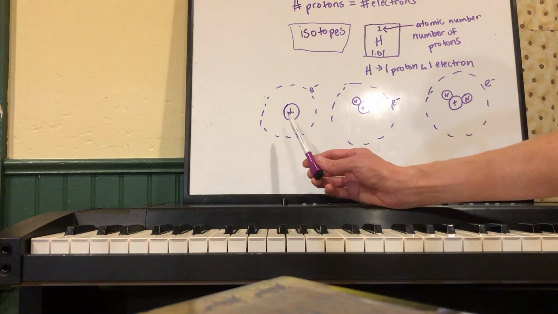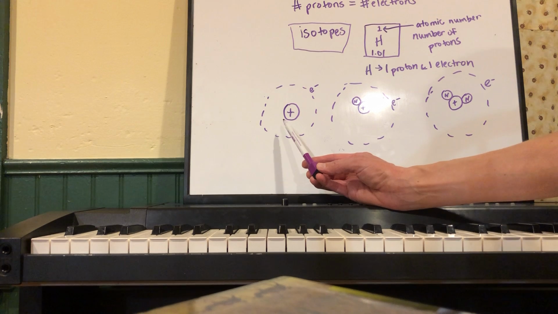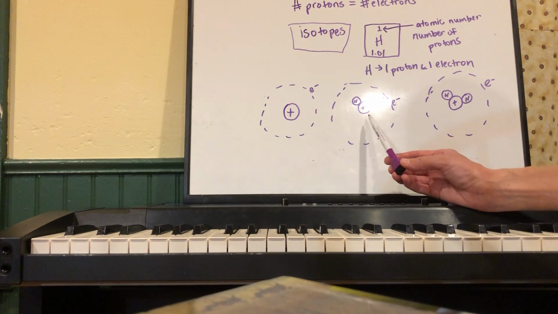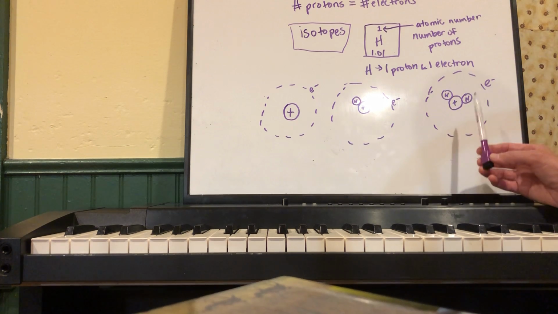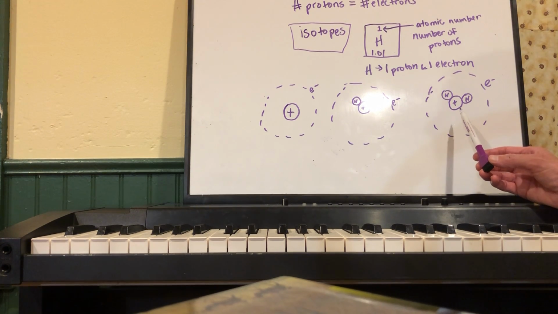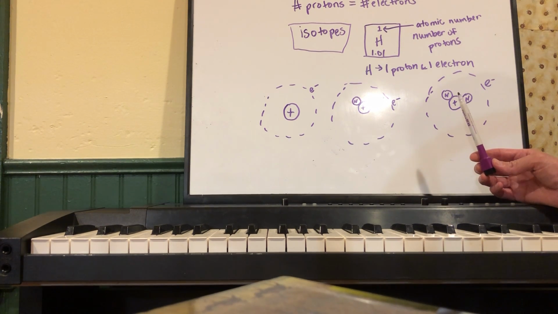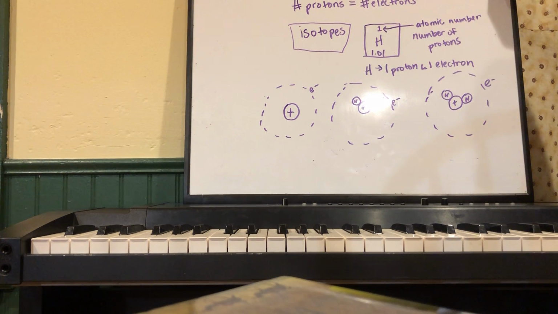So the mass number of this hydrogen is going to be 1. It has 1 proton. That's it. The mass number of this hydrogen is going to be 2 because it has 1 proton and 1 neutron. And the mass number of this hydrogen is going to be 3 because it has 1 proton and 2 neutrons. Okay? So make sure you remember the mass number, do not add the number of electrons into the mass number.